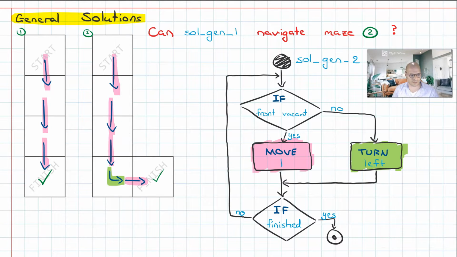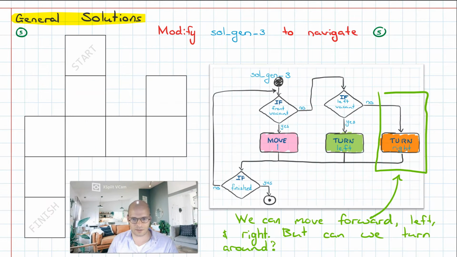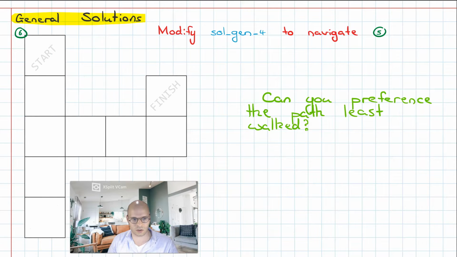So what we're looking at is how we can refine our maze program so that it works in all of the other situations that we've seen before. Now what I'd like to challenge you with is, what about this maze over here? Consider what you need to do to this part of the program to enable you to navigate this particular maze. Going forward once more, once you can find the solution to this maze, what can you do to your program so you can navigate this maze? What I recommend is, can you preference the path least walked?